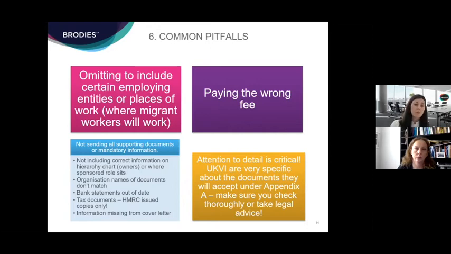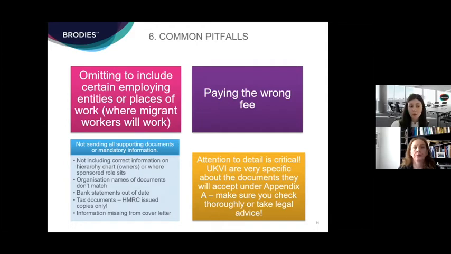So the more detail you can include on your structure at the beginning, hopefully the better it all works out operationally, and avoids all those types of delays. Elaine also touched on making sure you know what fee is payable for you, and that is important.